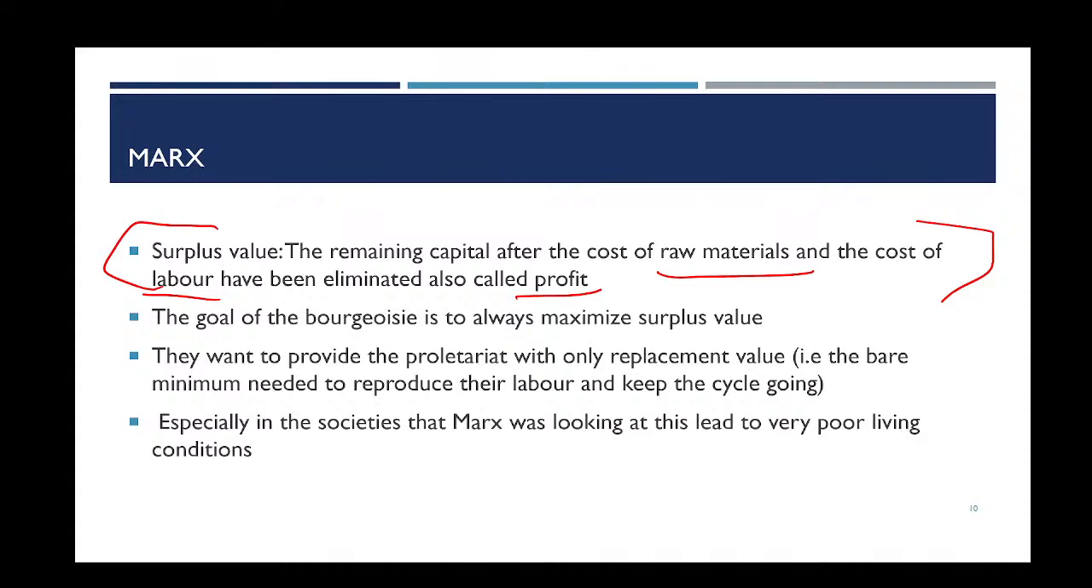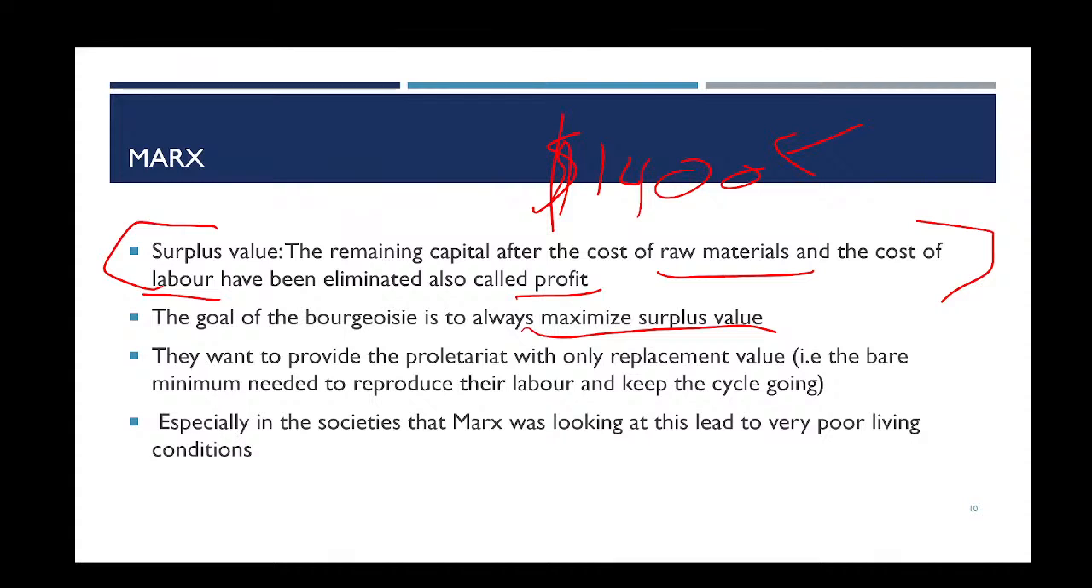So if it costs, I don't know, $300 to produce an iPhone and get it to market, and you sell the thing for $1,700, again, we're doing crude math here, your surplus value is about $1,400. That's a dollar sign, $1,400. That's surplus value. So Marx thinks that basically the goal of capitalism is to maximize surplus value.